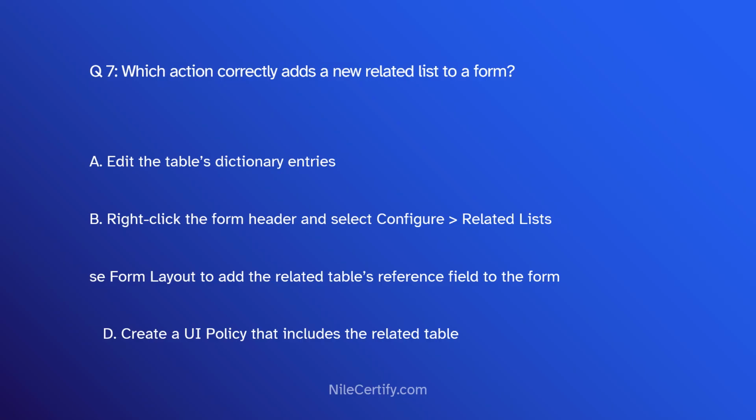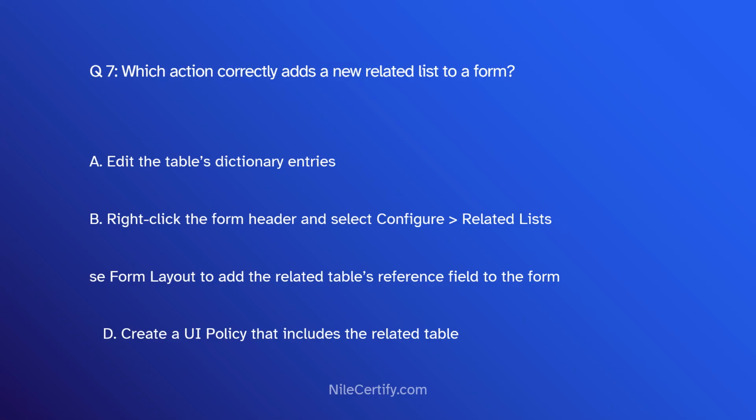So option A, edit the table dictionary entries. Dictionary entries define fields: label, type, reference, default value, and so on. A related list is not created by editing a field on the main table. It usually appears because there is already a relationship, such as a reference or M2M, and you simply choose to show that related list on the form. So editing the dictionary does not directly add a related list to the form, and option A is incorrect.